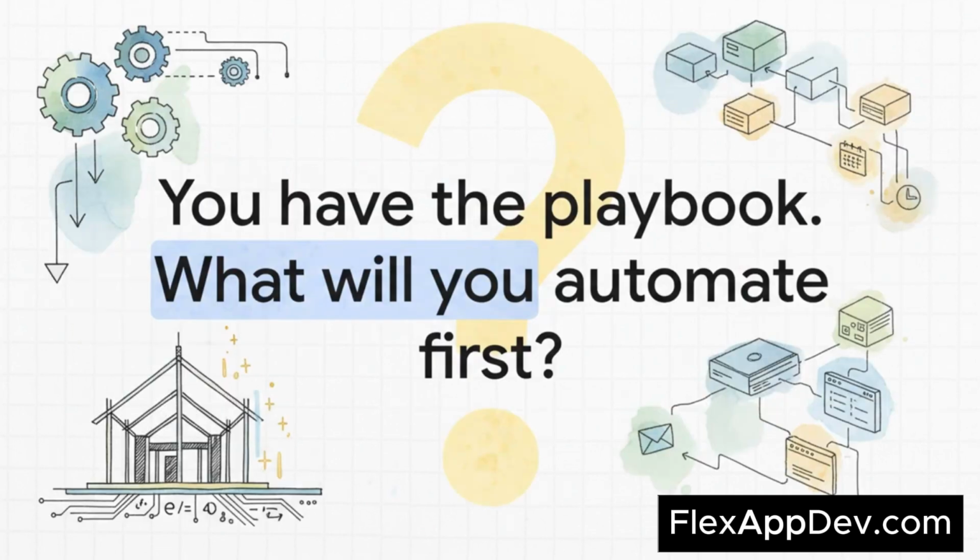So there it is. That's the playbook to go from beginner to expert with Google Opal. You know the fundamentals, you know the intermediate strategies, and you know the expert mindset. The only thing left to do now is build something. So, what are you going to automate first?